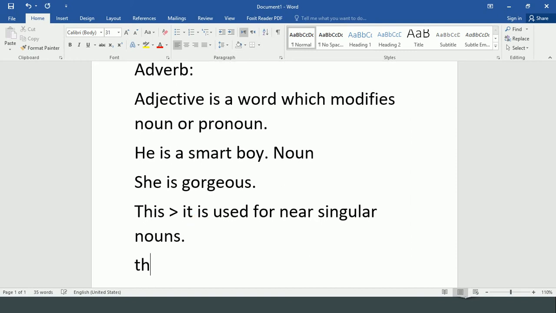And then we have that. So some people mispronounce this word. They pronounce it wrongly. That is not the exact pronunciation. The exact or the correct pronunciation of this word is that. So we say that.